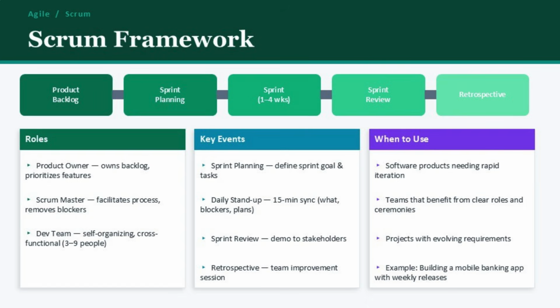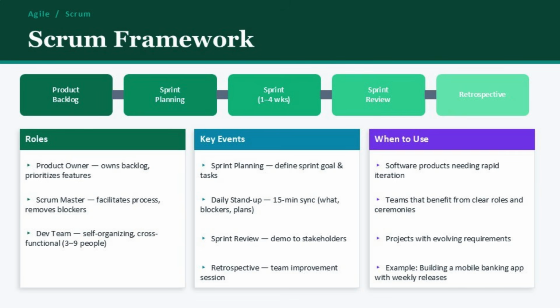Scrum organizes work into short, time-boxed iterations called sprints, typically 1 to 4 weeks long. Each sprint follows the same cycle. You pull work from the product backlog, plan the sprint, execute it, review it with stakeholders, and then hold a retrospective to improve the next sprint.